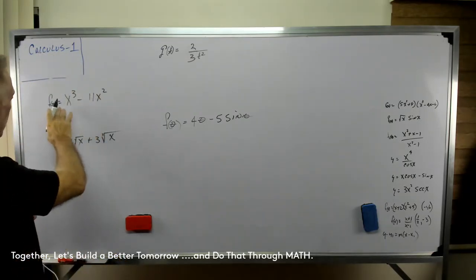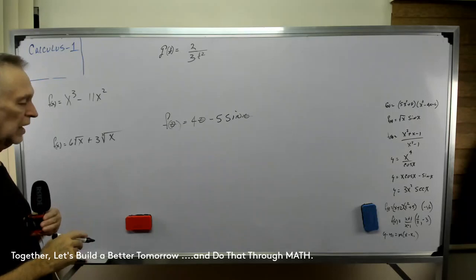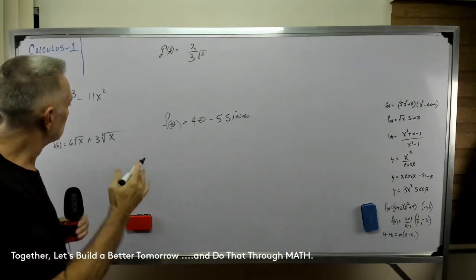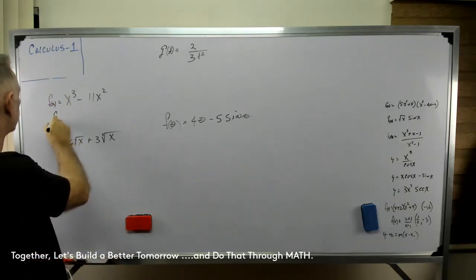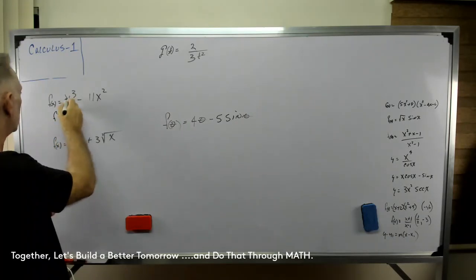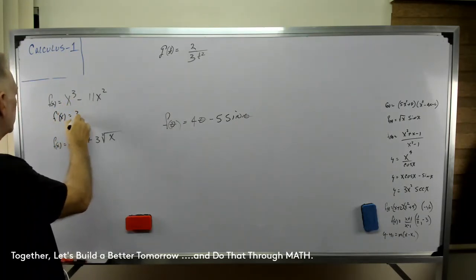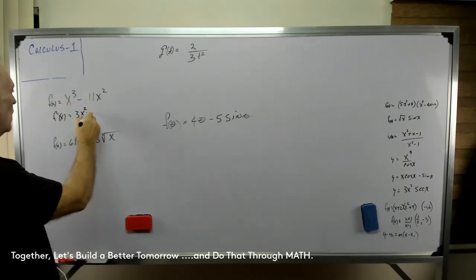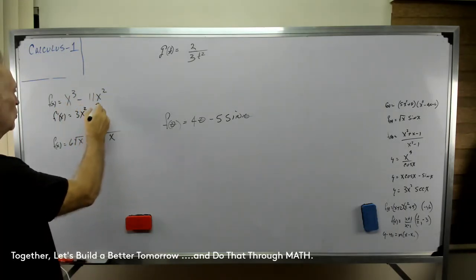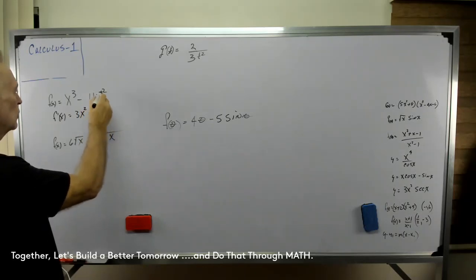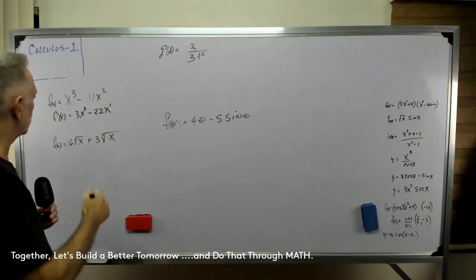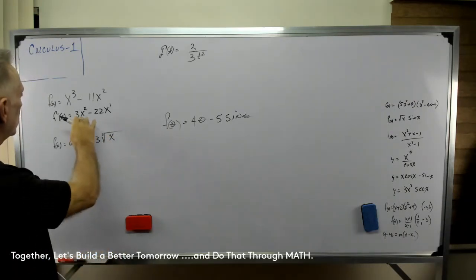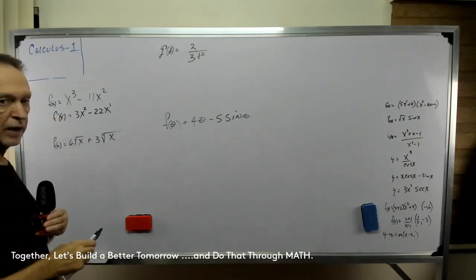All right, f of x equals x cubed minus 11x squared. Take the derivative, so we'll have f prime of x. Bring the 3 down, so 3 times x to the 3 minus 1, so 3x squared minus 2. Bring the 2 down, 2 times 11 is 22. X to the 2 minus 1, so x to the first power. So 3x squared minus 22x.